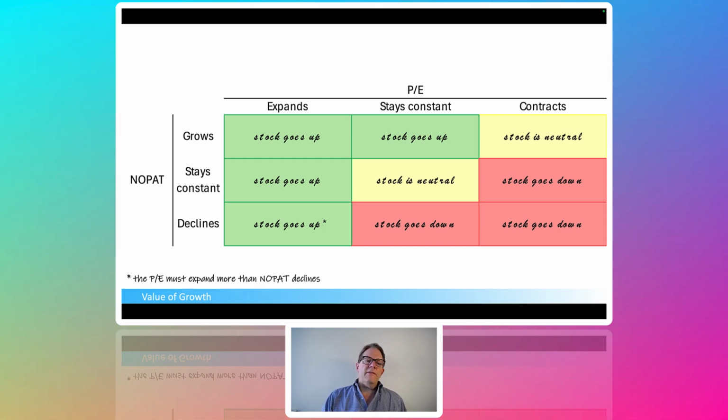And it's easy to see that if NOPAT stays constant, but your PE contracts, then the stock will go down. And if NOPAT declines, earnings decline, even if the PE stays constant, stocks will go down. And often you see when earnings decline, your PE contracts and the stock obviously goes down even more. The two neutral ones are NOPAT stays constant, PE stays constant. Well, stock probably shouldn't do anything. And the other one is that you grow NOPAT, but you contract your PE, and we'll talk a little bit about that, kind of neutral, hard to tell. All right, so let's walk through each of these, really talk about the source of these movements.